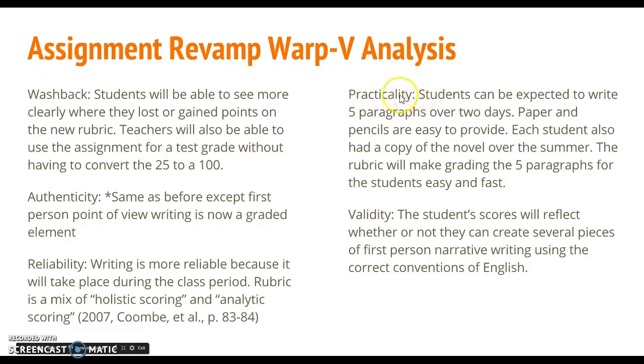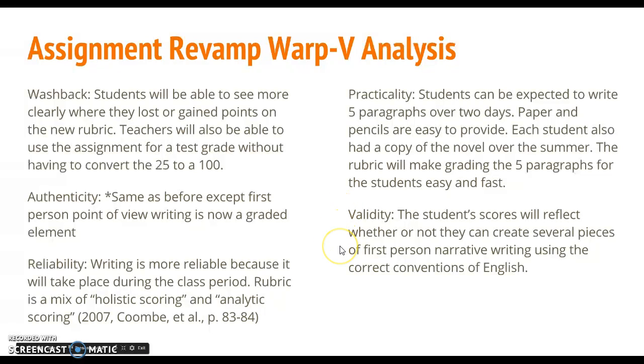Practicality. Students can be expected to write 5 paragraphs over 2 days. I think that's acceptable to expect out of freshmen. And paper and pencils are easy to provide, especially for the first week of school. Each student also has a hard copy of this novel over the summer period, and the rubric will make grading the 5 paragraphs for the students easy and fast. And in fact, if they want to grade themselves as they go along, they can do that as well.